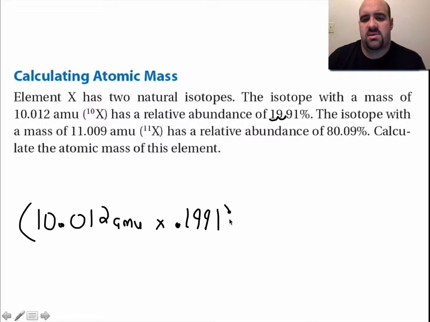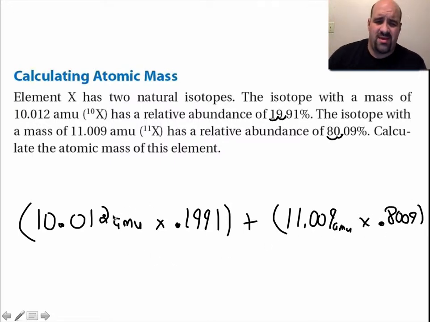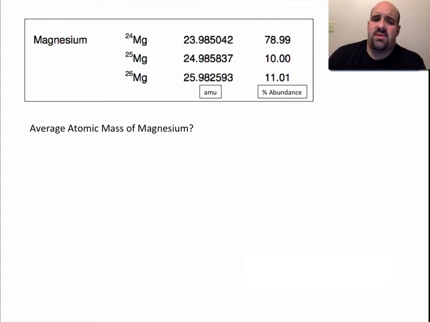And that's our first isotope, plus the second. On the other slide we did these opposite, but it's multiplication, so it doesn't matter what order you put them in. The isotope with a mass of 11.009 AMU times its relative abundance of 80.09, this goes over twice, so 0.8009, and you multiply these together, add them together, get your answer. And that comes out to be 10.81 AMUs. And that's all there is to it. That's how we do this.